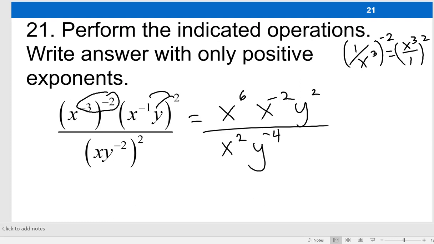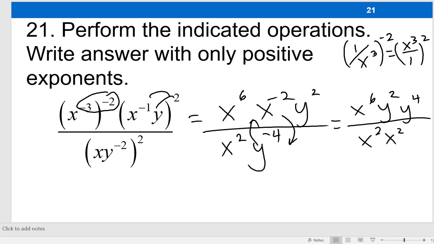Now I would deal with the negative exponents, meaning move that x down, move that y up, x to the sixth. This y squared stayed up there, and then this y to the fourth moved up. On the bottom, we have x squared and another x squared that moved down. So we have x to the sixth, y to the sixth, I brought those together, over x to the fourth. Last, we're going to cancel 4 of the x's with 6 on top, leaves us with x squared y to the 6th.